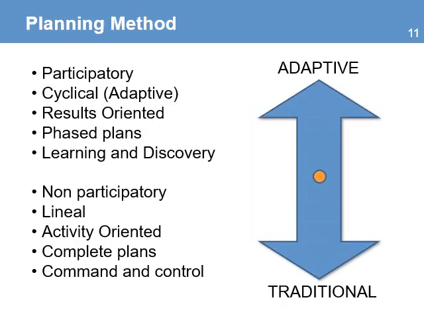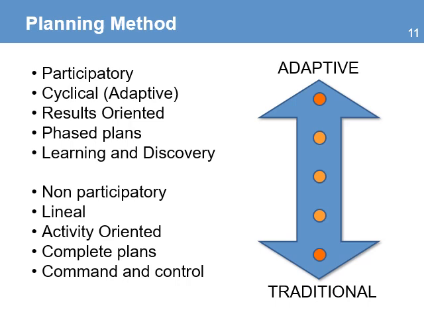The planning method will depend on the type of project. In an adaptive project, the planning approach is participatory, meaning that you need to bring in more people and stakeholders to participate in the planning sessions. It is also cyclical, meaning that you're constantly adapting it. It is more results-oriented, so there's going to be more focus on outcomes than on activities. Plans are developed in phases, and it's a learning and discovery process.